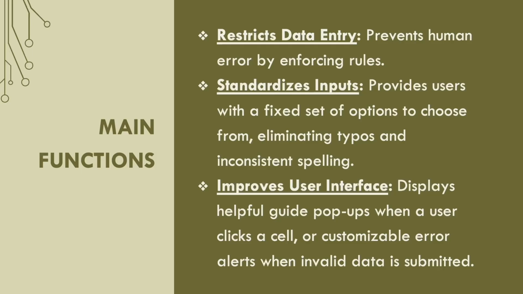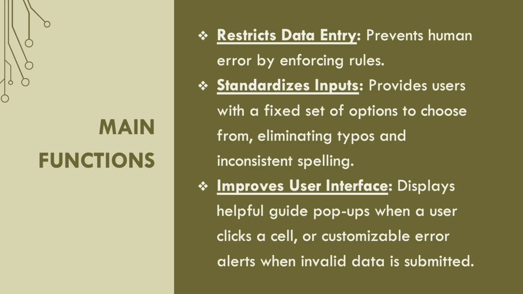Now let's talk about the main functions of data validation and why it is useful, especially when working with data. First, it restricts data entry. Data validation prevents human error by enforcing rules. This means we can set a rule that prevents users from entering values that are not allowed, helping us avoid mistakes in our dataset.